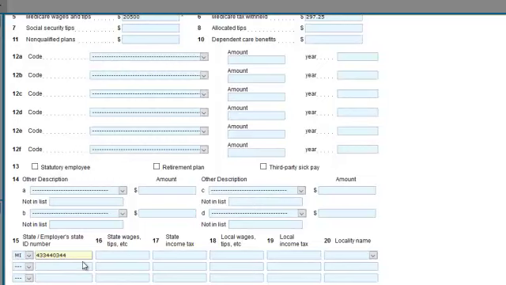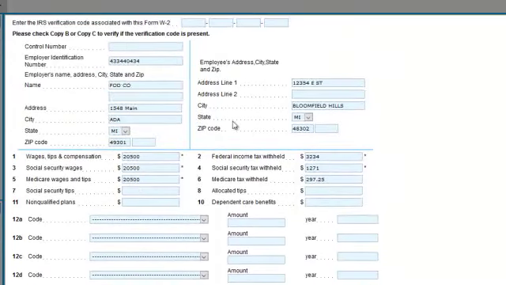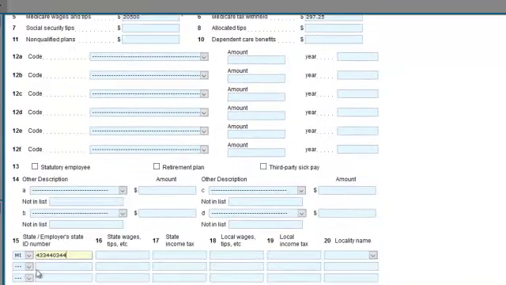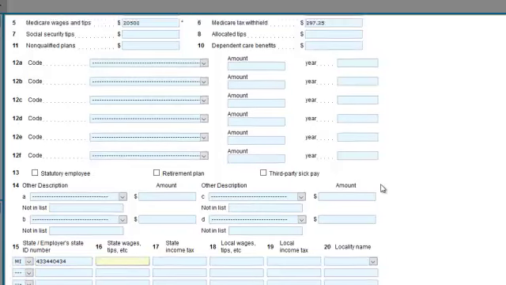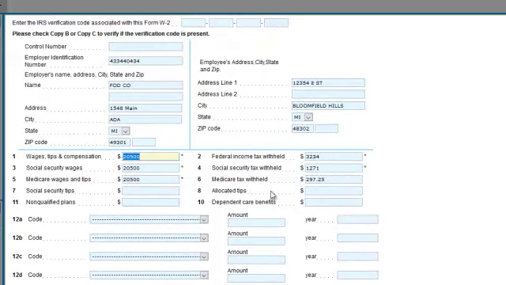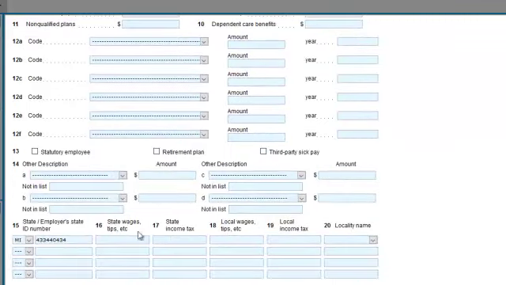433-440-044, I believe. Let's make sure. Not quite. 440-434. Okay, there we go. State wages would be the same as the wages here. Now this number you can copy, but you can't copy that EIN number from the employer and place it down. You have to write that one in.